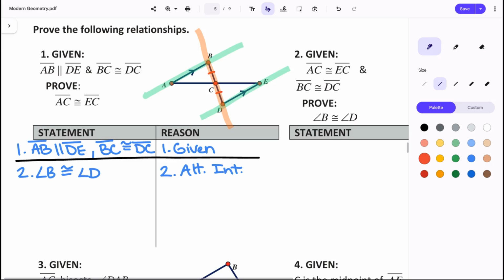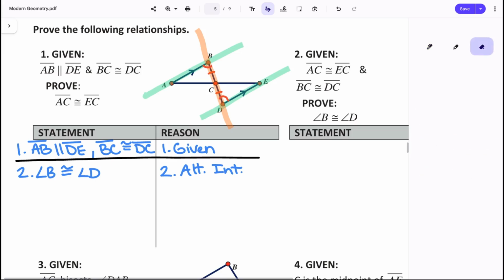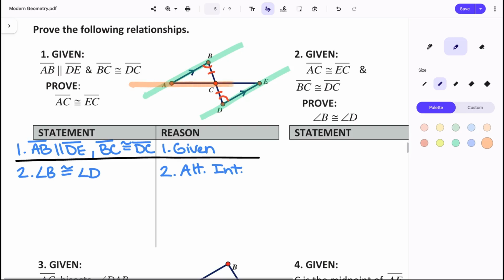And I'm going to mark those. So B gets an arc and D gets an arc. Now, if we switch our transversal to the other one that you guys saw, so to this one, do we have another pair of alternate interior angles? Keegan? No, E and A. E and A would also be alternate interior.